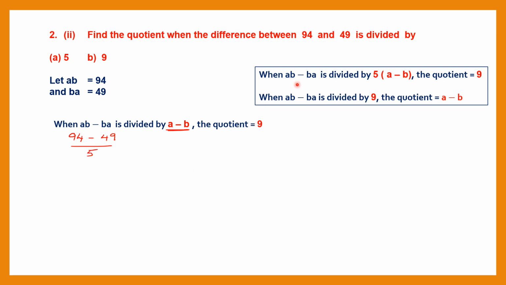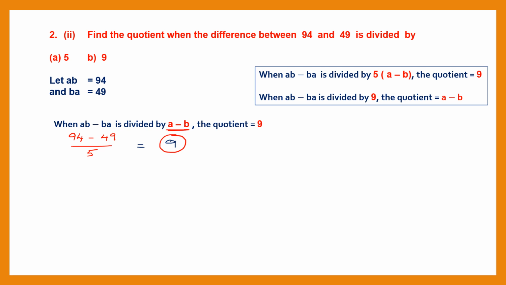See, in the question, they said divided by 5. They did not tell us A minus B. But you have to understand, when you subtract 9 minus 4, it is 5. So whenever you have to subtract a number and its reverse and it's divided by A minus B, your quotient will always be 9. So here our answer is 9. Okay, so remember the quotient will always be 9 in this case.